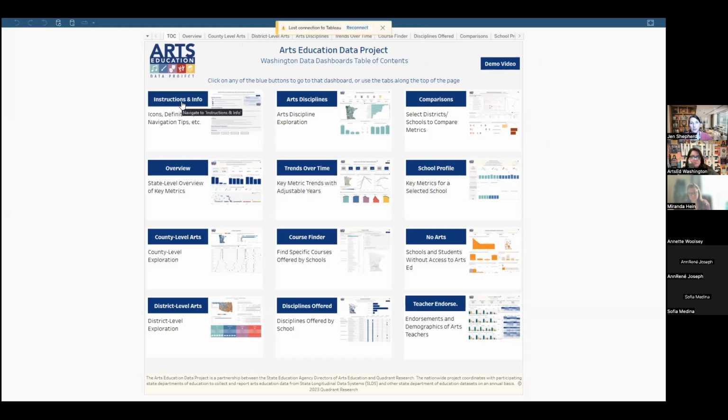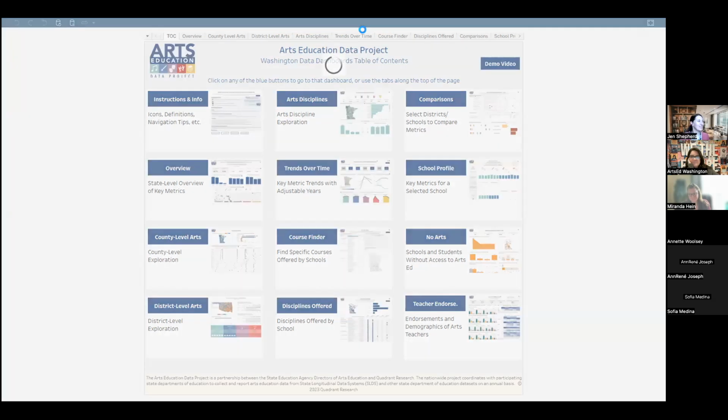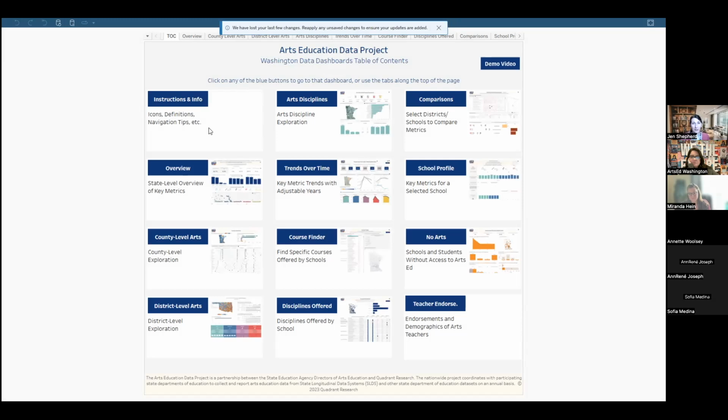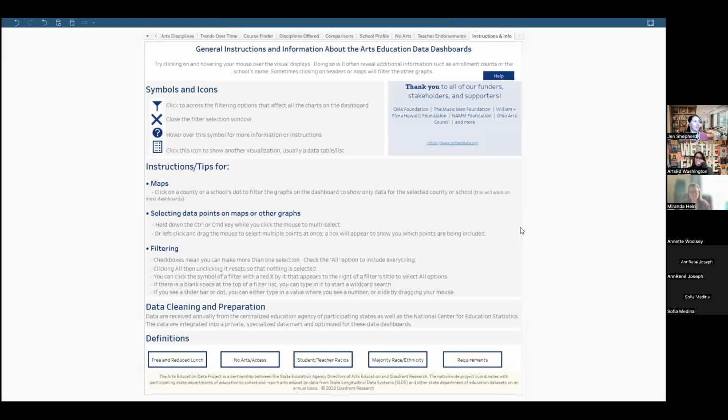I do recommend, if it's your first time coming into the dashboards, to start with the instructions and info, because, oops, I've got to reconnect. I let it sit idle too long while we were doing all of our other content. It has to reestablish. One second here. The instructions and info just goes through some helpful tips on how to interact with the dashboards, and some of those key definitions. So if you're new to this, I do recommend starting there. You can get an iconography lesson of what these different things mean. That's the filter. Here are the definitions down here. So it's a good place to start.